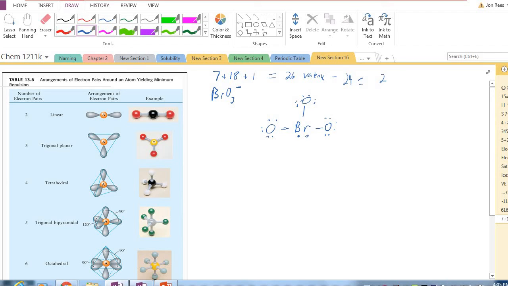So in order to complete that octet around the bromine, I am going to put a lone pair right there. Okay, so I'm going to put that in brackets to indicate that it's an ion. It's got that minus charge. Now it's talking about electron groups here. And so how many electron groups are going to be around that central bromine? Let's count them. I have 1, there's the single bond, 2, 3, 4, including that lone pair. So there are 4 electron groups around that bromine.